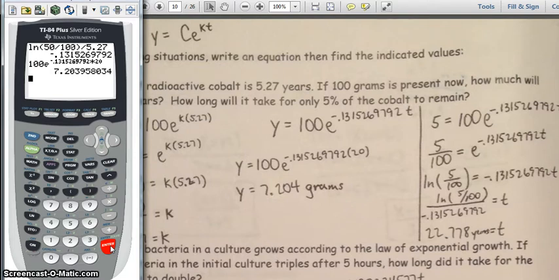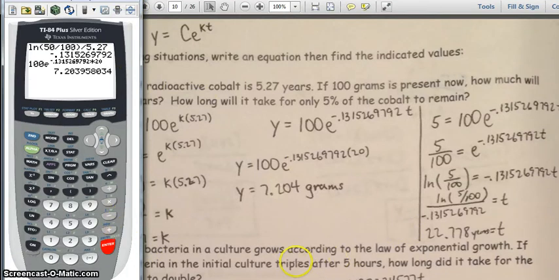Then the next one says, how long will it take for only 5% of the cobalt to remain? If 5% of the cobalt remains, 5% of 100 is 5. So I simply plug 5 in for y, and instead of solving for k, I'm going to solve for t. So you see the work there for that.